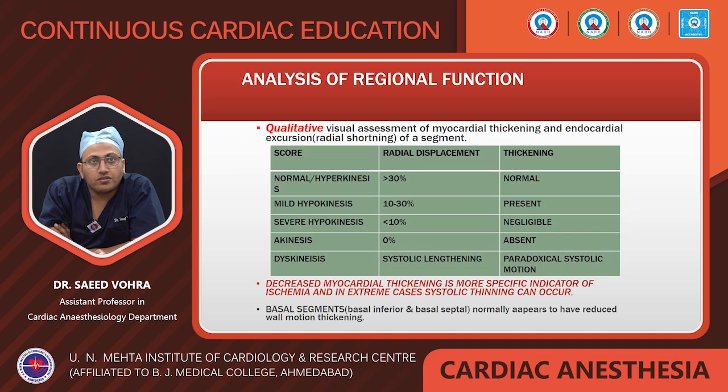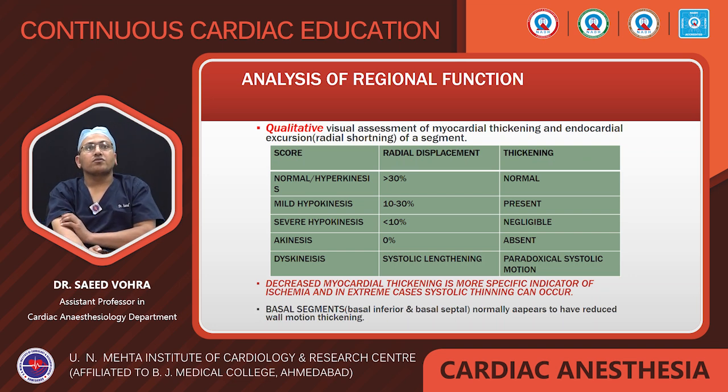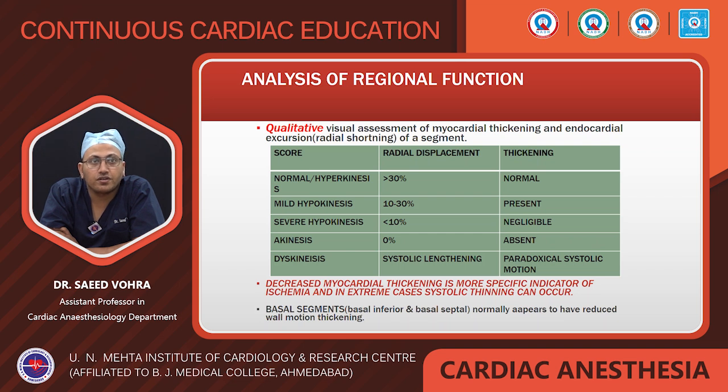Now, the qualitative analysis of regional function is done through visual assessment of the myocardial thickening and endocardial excursion, which is called radial shortening of a segment. Normal function is given a score of 1, in which there is a radial displacement of more than 30% and a normal thickening of the myocardium. The score is given as 2 when there is a mild hypokinesia, when the radial displacement is less than 30% but more than 10%, between 10 to 30%, and myocardial thickening is present. The score is given as 3 when there is a severe hypokinesia, when the radial displacement is less than 10% and myocardial thickening is negligible.